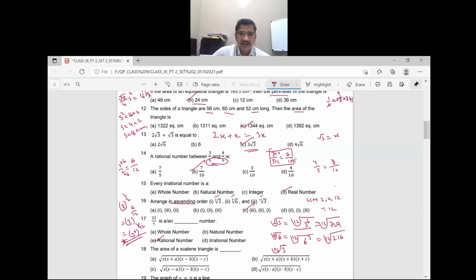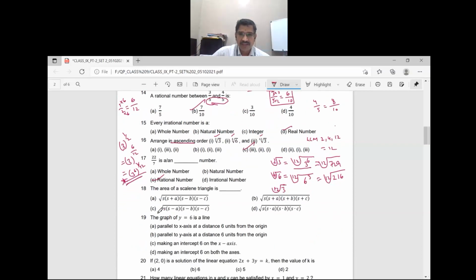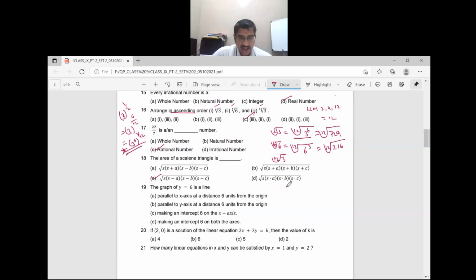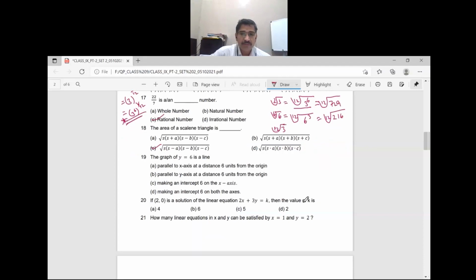Then Heron's formula, they're asking in the 18th question, the right answer is C. You know why the rest of them are not correct also. Next, the graph of y equals 6 is always parallel to the x-axis at a distance of 6 units. The right answer is A. Whenever y equals some number comes, it's parallel to the x-axis.